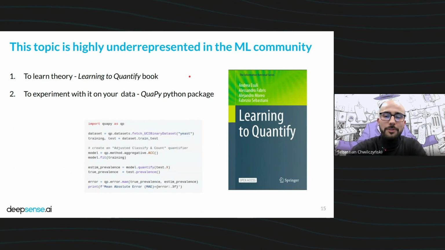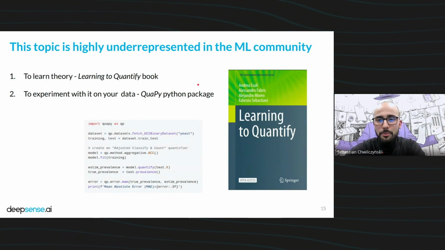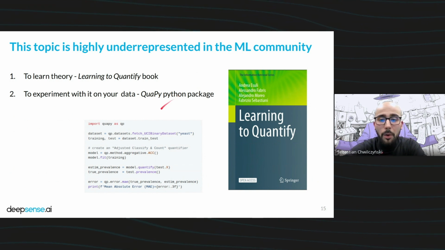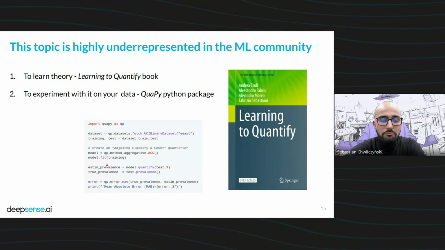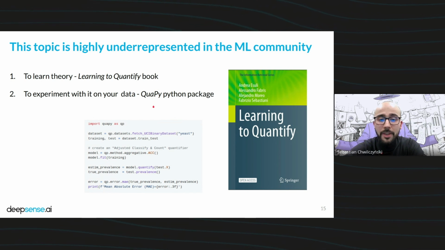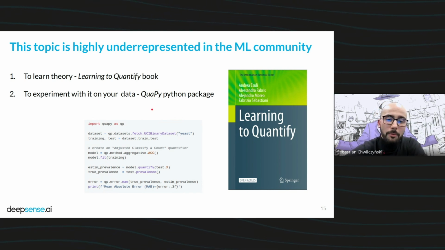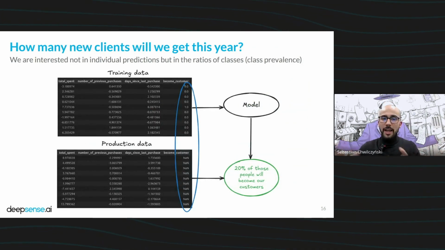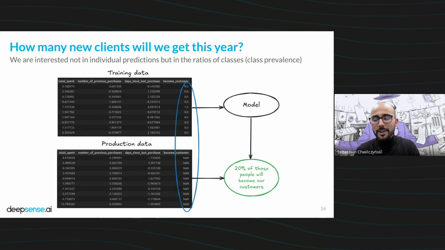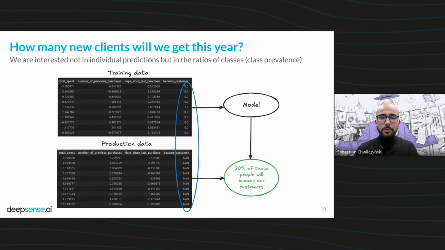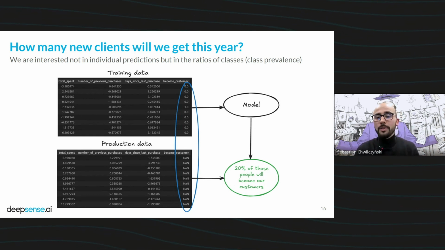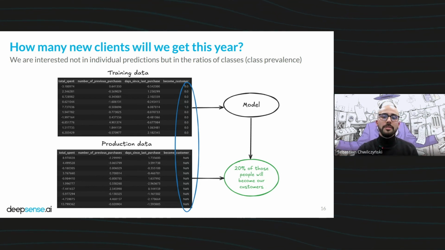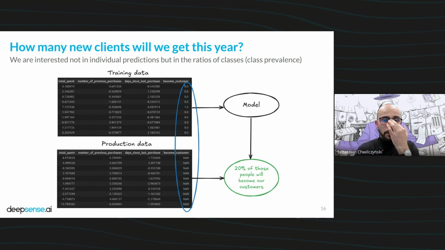Generally, this is called learning to quantify, and this is a highly underrepresented topic in the ML community. It's pretty hard to find any materials, and there's just one Python package, QuaPy, that I found. I wish there was a scikit-learn implementation of quantification methods, because as you saw, they may bring many improvements. So that was the first thing. We wanted to predict how many new clients we will get this year, and we started with a baseline of XGBoost, predicting each row separately. It turned out to be not optimal, because there is a separate field called learning to quantify.